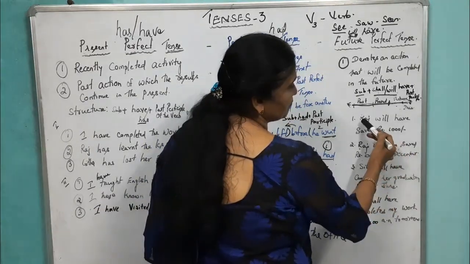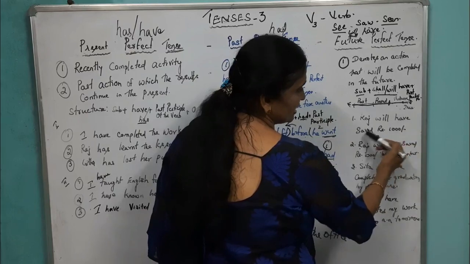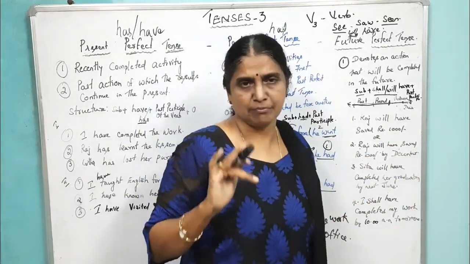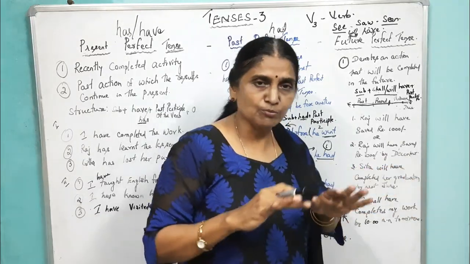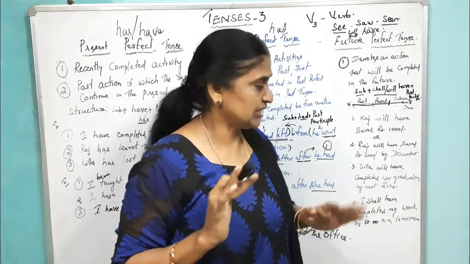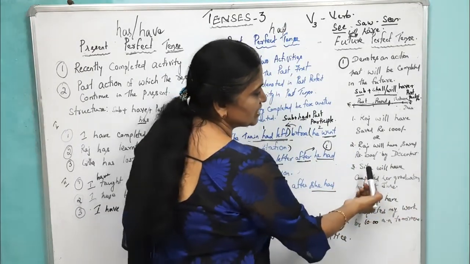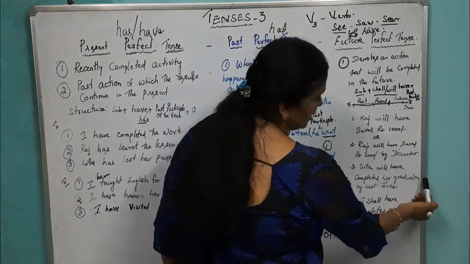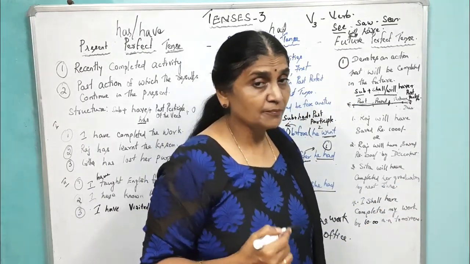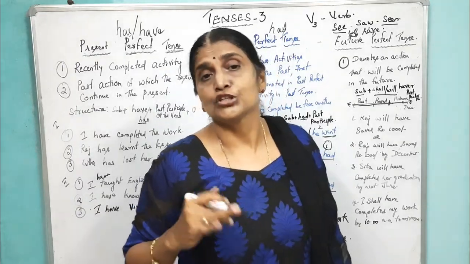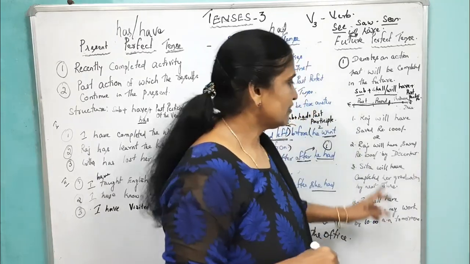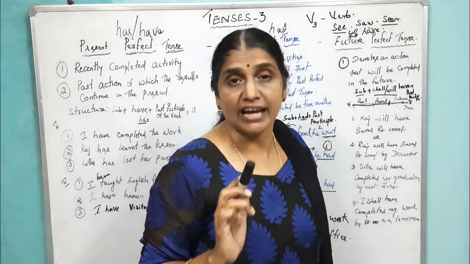You don't have to mention it. Raj will have saved 1,000 rupees. That means it is understood that sometime in the future he has a plan. So if you mention December, it's more clear that by December this activity will get completed. Now the second example is Sita will have completed her graduation by next June. Now she is in second year. One more year she has to do to complete her graduation. So by next June, Sita will have completed her graduation.